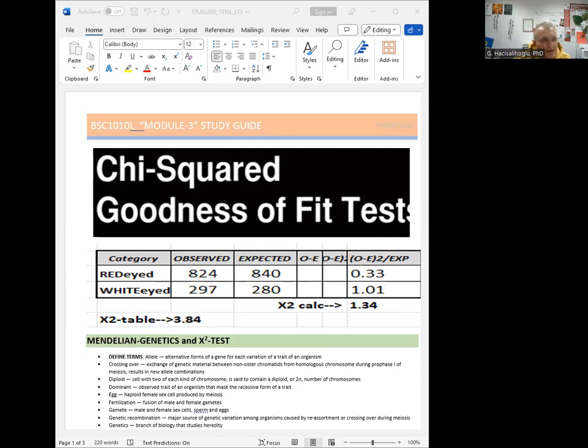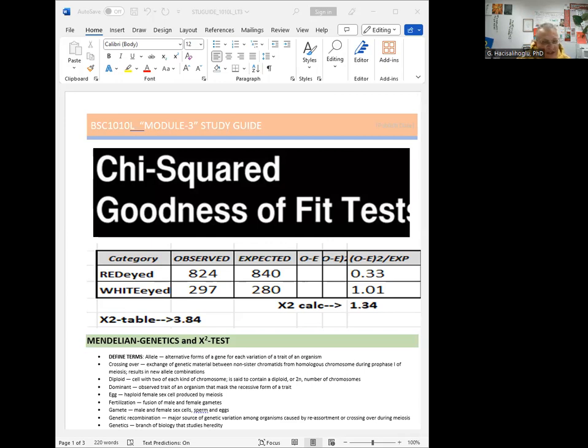This is Dr. Hasi, and today's topic is chi-square test, Mendelian genetics, and mitosis and meiosis. So, 3 chapters that we are going to review today. First, we start with chi-square analysis, or chi-square test.